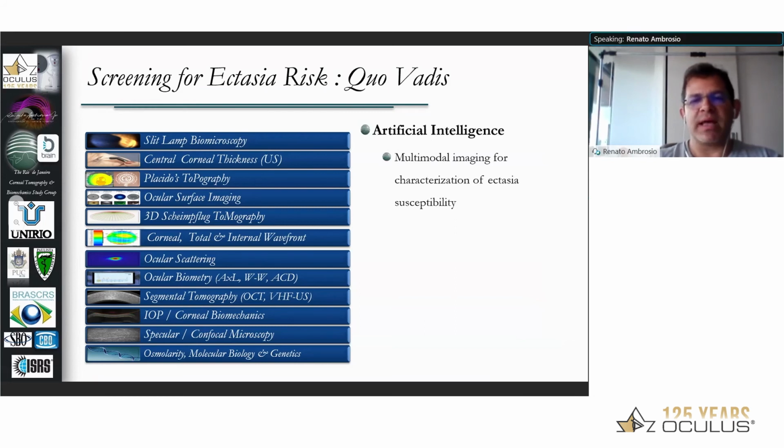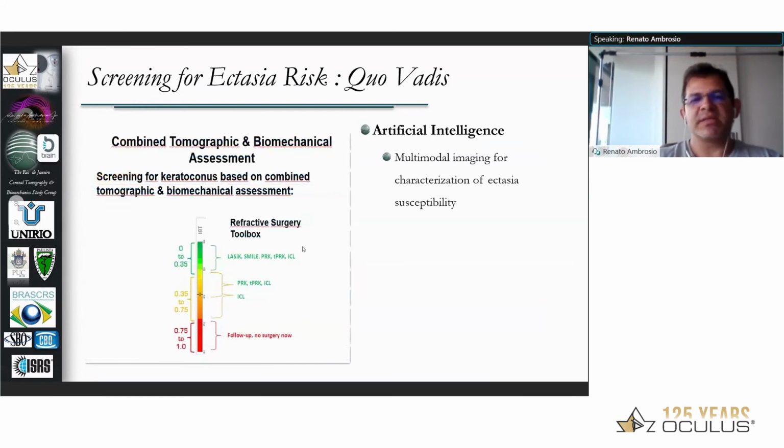We need artificial intelligence, and this is a very nice summary. The patients that have low susceptibility, in this case, may even have microkeratome LASIK. Some of the cases will benefit from PRK or trans-PRK and SMILE. And then if you go to the yellow to orange, you're probably going to go for a phakic IOL. If you go to the red, maybe you need a therapeutic procedure, which has to be differentiated.